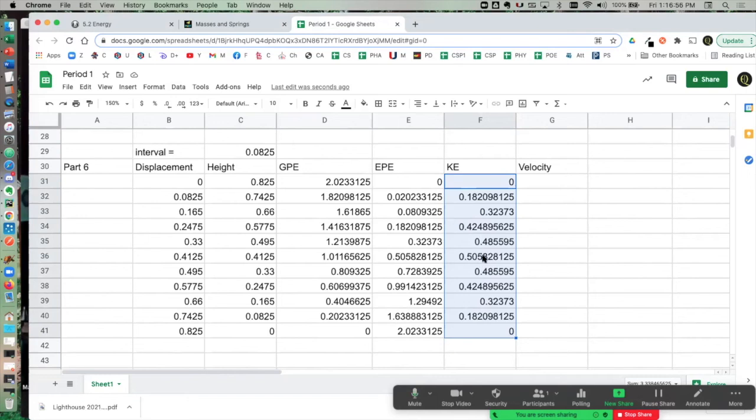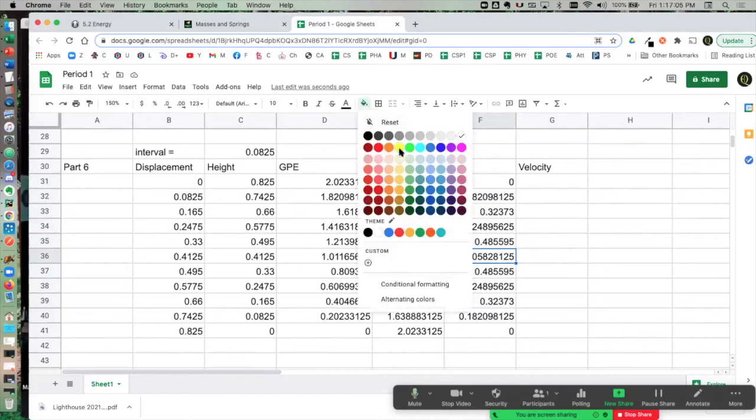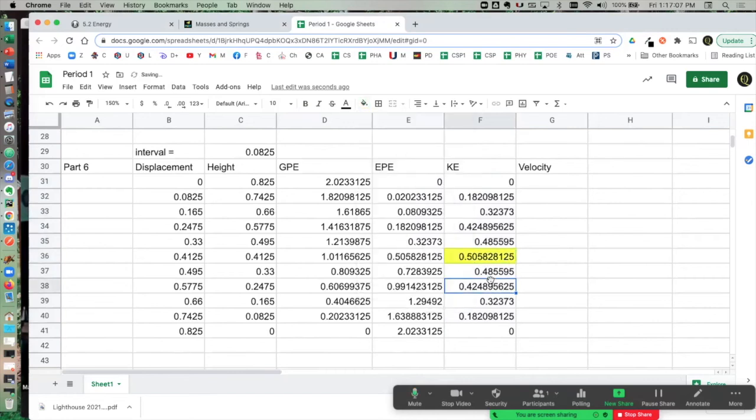Okay, let's come down and figure out where our kinetic energy is at a maximum. Right there in the middle, isn't it? Let's highlight that, yellow. Max KE. Click on the cell and fill it with a color.